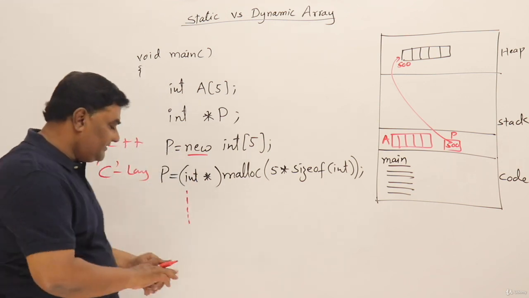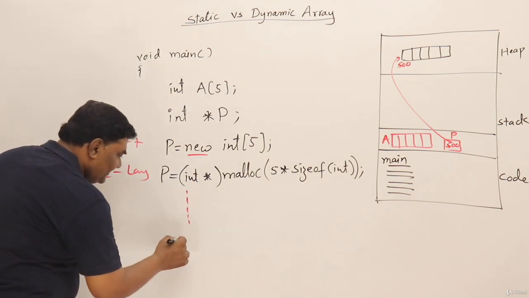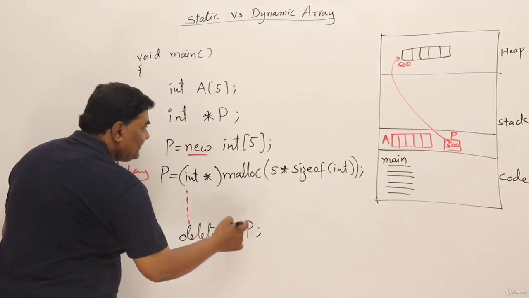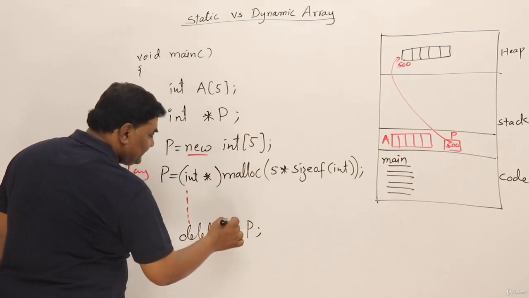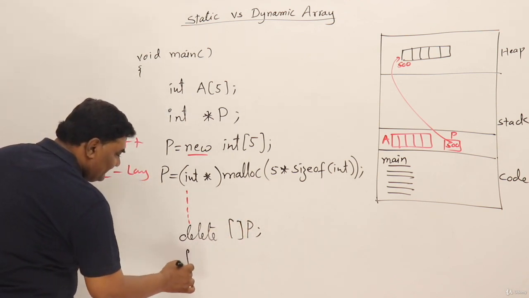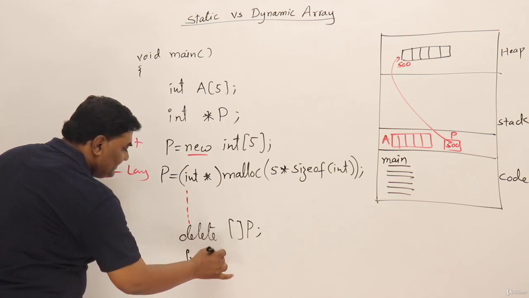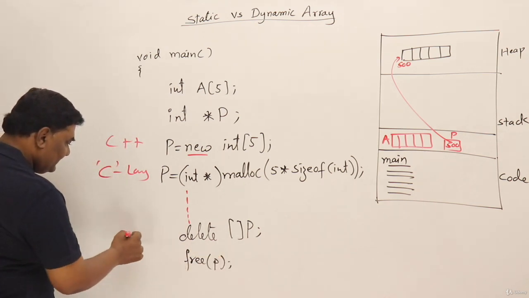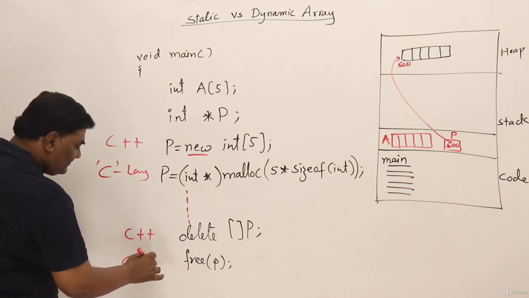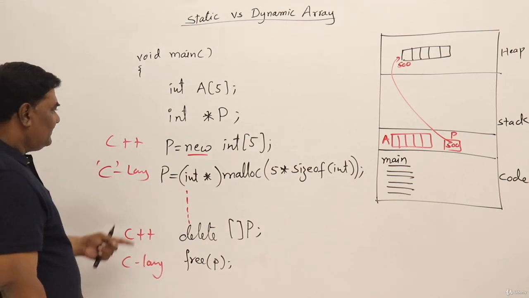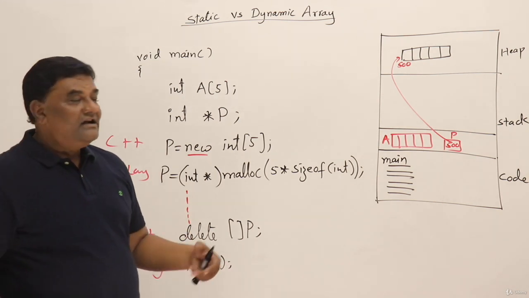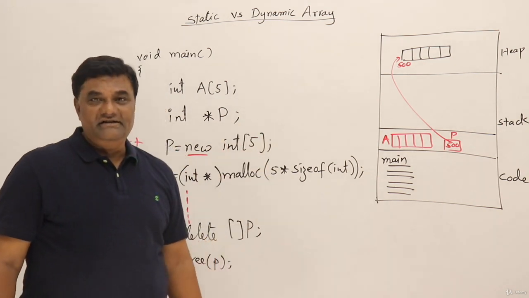So how to release the memory? In C++, we have to say delete P. But P is used for an array, so it must be mentioned with a subscript, delete []P. And in C language, say free P. So this is the method of deallocation in C++, and this is the method of deallocation in C language. So I have shown you the syntax for both the languages. The main concern here is how to get the array inside heap.